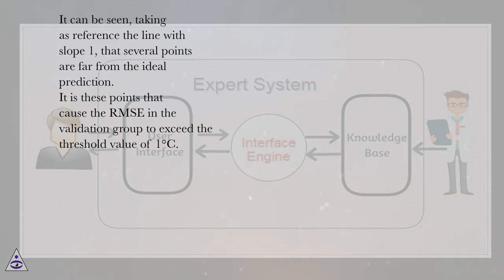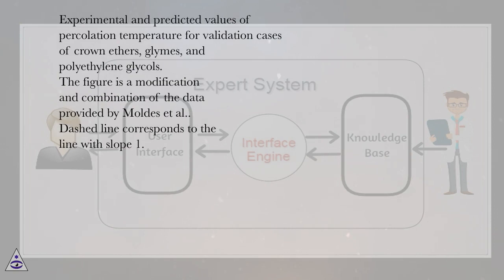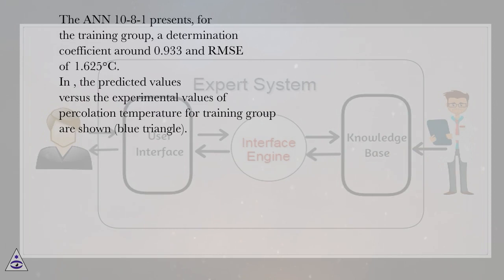Experimental and predicted values of percolation temperature for validation cases of crown ethers, glimes, and polyethylene glycols. The figure is a modification and combination of the data provided by Moles et al. Dashed line corresponds to the line with slope 1. The ANN 1081 presents, for the training group, a determination coefficient around 0.933 and RMSE of 1.625 degrees Celsius.